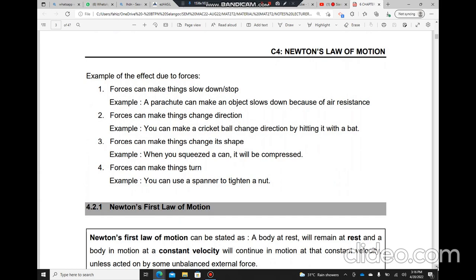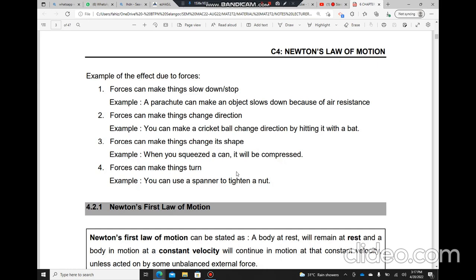Forces can make things change direction. For example, you can make a cricket ball change direction by hitting it with a bat. Okay, contoh satu lagi, dia boleh merubah arah. Contohnya kalau kita main bola kriket, bila dia lempar bola tu ke depan, and then kalau sampai pada kita boleh hit bola tu dan dia bergerak ke arah yang berlawanan. So change direction.